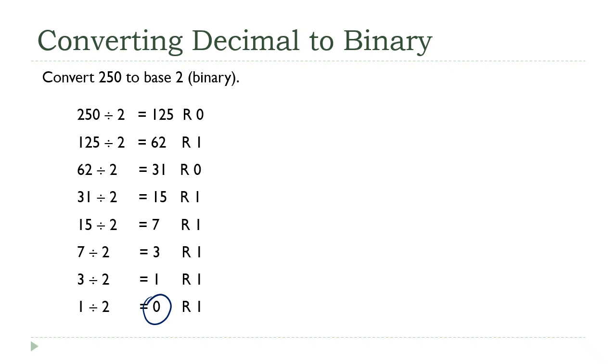And our answer, the binary equivalent of 250, is going to be in those remainders. All I'm going to do is take those remainders and read from the bottom up to the top, and that gives me my binary number. So 250 is equal to 11111010. You notice I put the little 2 down there for the subscript, so it's clear that the right-hand side is a binary number.